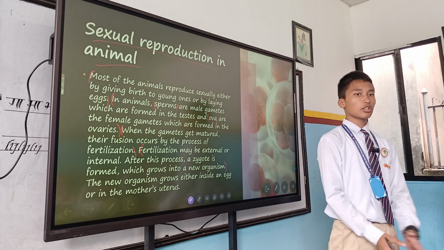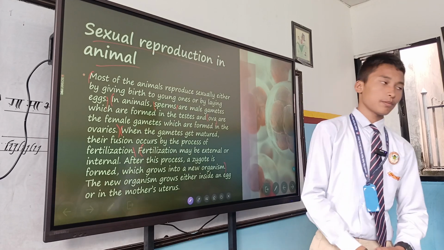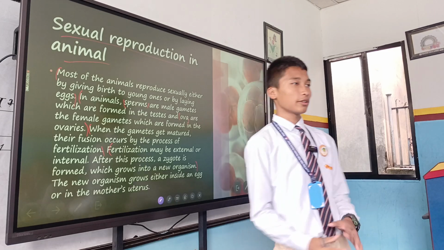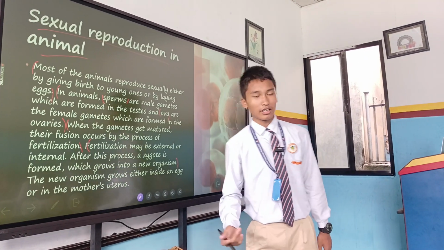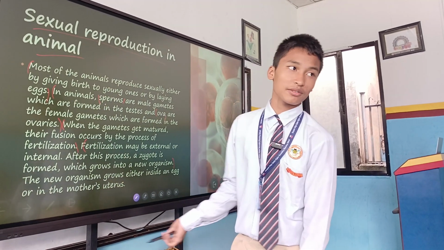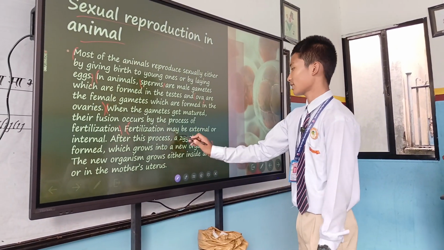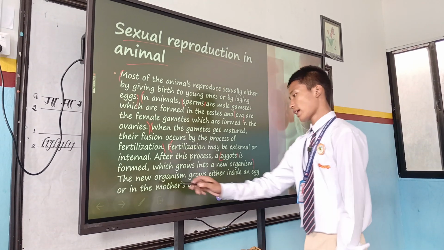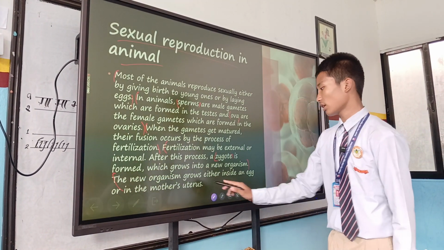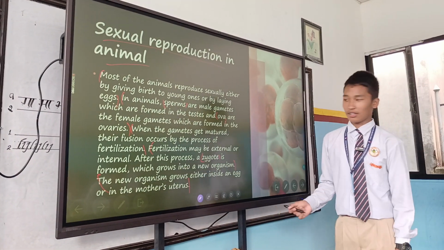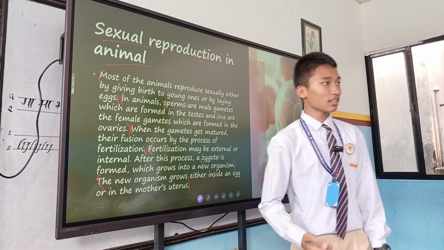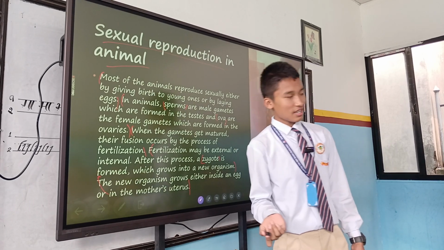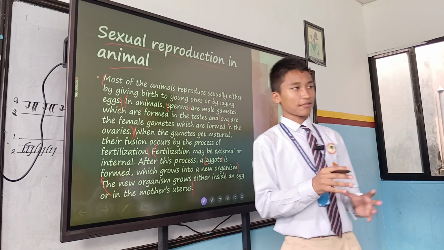After the fusion of male gametes and female gametes, sperm and ova, a zygote is formed, which grows into a new organism. The new organism grows either inside an egg or in the mother's uterus. It is just like a chicken. The chicken lays an egg, and the chick grows in that egg and finally hatches.